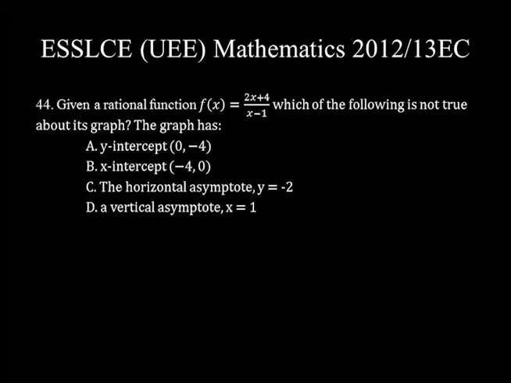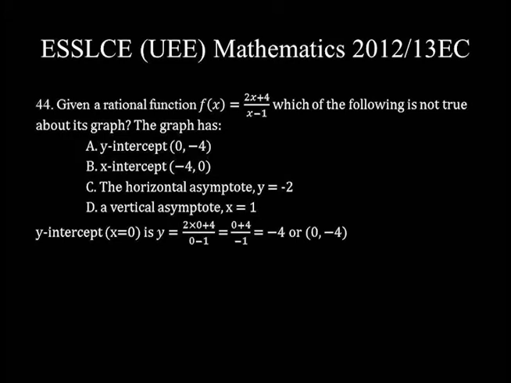Question number 44. Given a rational function f of x is equal to 2x plus 4 divided by x minus 1, which of the following is not true about its graph? The graph has a y-intercept at (0, negative 4). Y-intercept, or x equal to 0: y is equal to 2 times 0 plus 4 divided by 0 minus 1, which is equal to 0 plus 4 divided by negative 1, which is 4 divided by negative 1, which is negative 4. So the y-intercept is at (0, negative 4). Choice A is true.